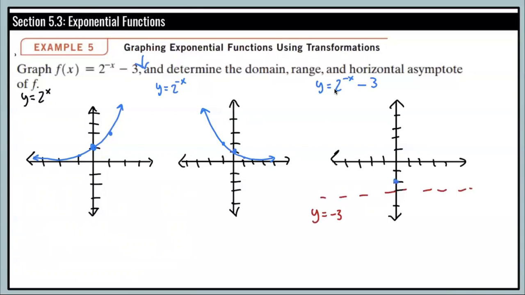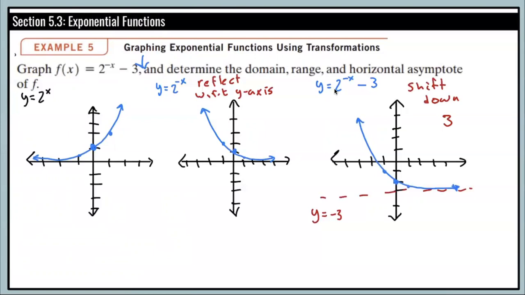So this point's now going to be here. This point's now going to be here. And this point's now going to be here. And this should be our graph. Okay. So this would be reflect with respect to the y-axis, and then shift down 3. And that's it. That's basically it.